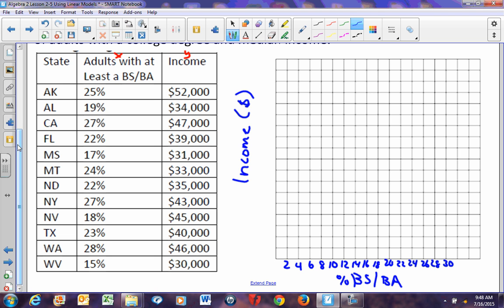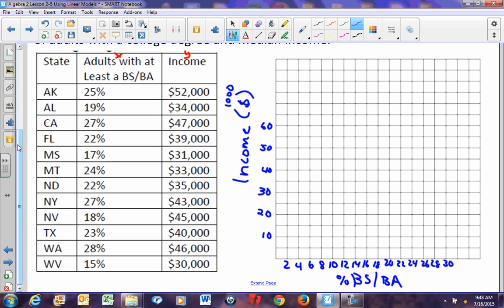My lowest value for money seems to be 30. My highest value seems to be 52. Okay, so I'm going to go by 5,000s: 5,000, 10,000. Actually, I'm going to put this in thousands of dollars so I only have to label: 10, 15, 20, 25, 30, 35, 40, 45, 50, 55, 60.